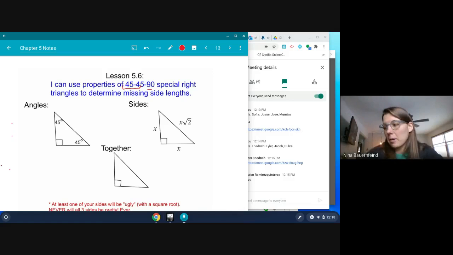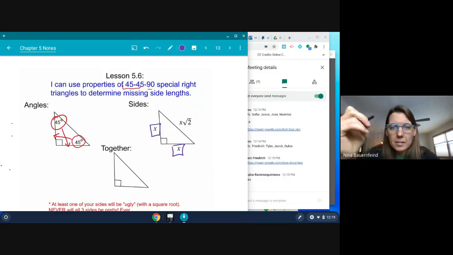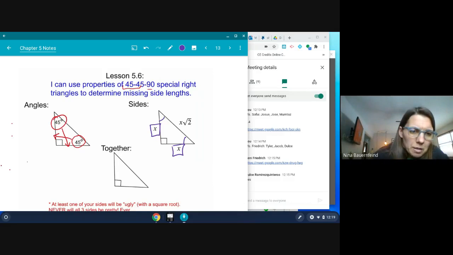The interesting thing about 45-45-90s is that because these angles are the same, the side lengths across from them will also be the same. So that's why over here, we have the formula x and x. They're the same because these angles are the same. The simple way to remember this, I guess, is that legs are x and the hypotenuse is x root 2.